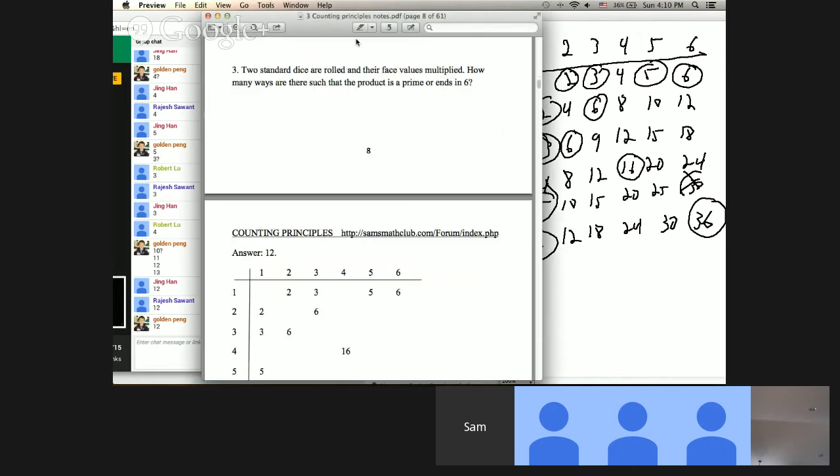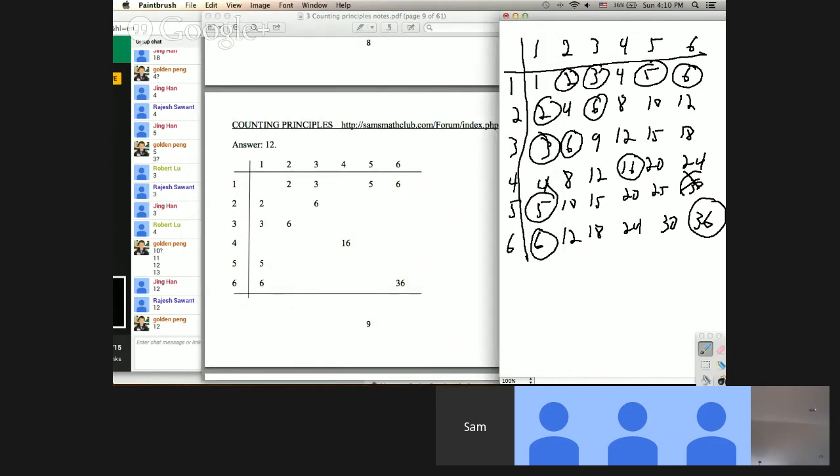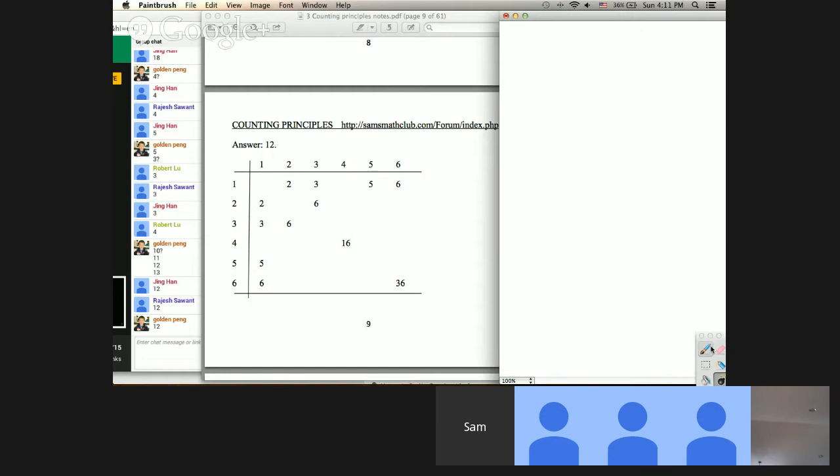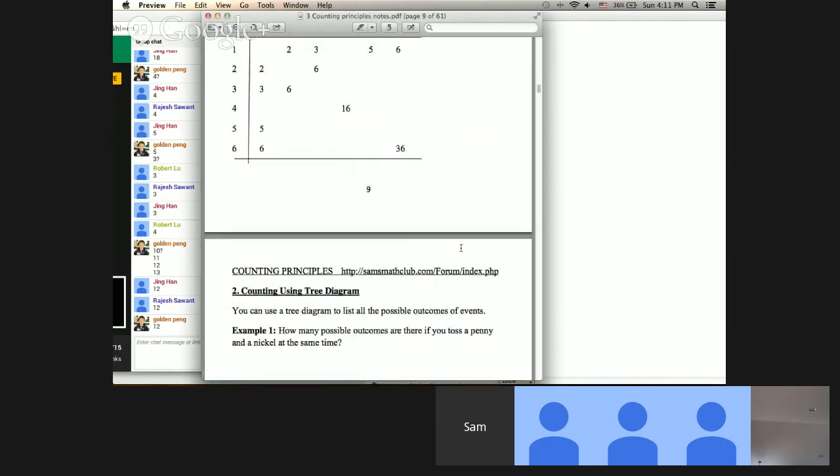So the product is prime or ends in 6, and here it's drawn out without the other numbers included. For simple problems that you can think through logically, it's probably better not to use a chart, but for more complicated problems where you don't want any mistakes, it's probably better to use a chart.